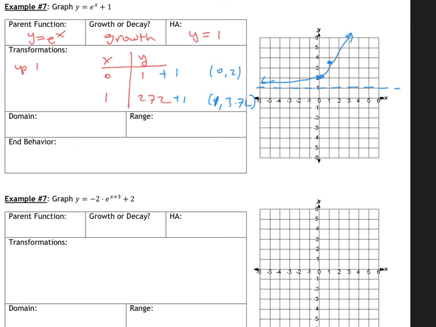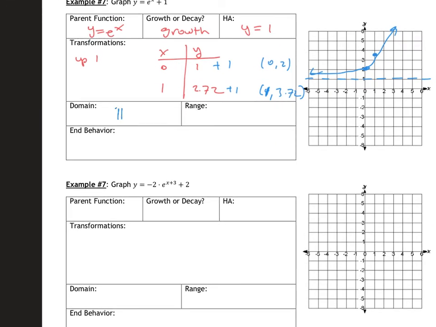Growth, it goes up. So domain here is all real numbers. Range here, how far down? It goes to 1. How far up? Forever. As x approaches negative infinity, so the left side, it gets closer to the asymptote. And as x approaches positive infinity, so what's happening on the right side? It's going up. So positive infinity.